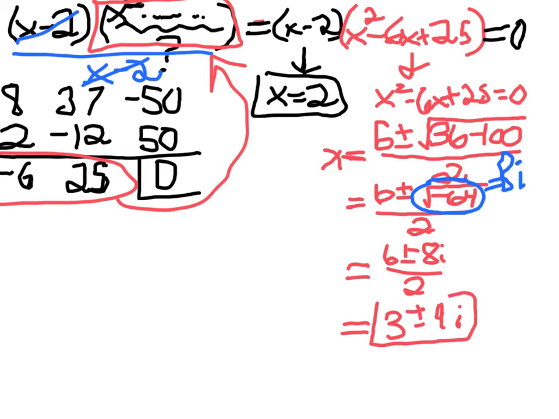These are the two remaining zeros. In my math lab, you're going to have to list them out separately. So just to warn you, you'll input 3 plus 4i, and 3 minus 4i.